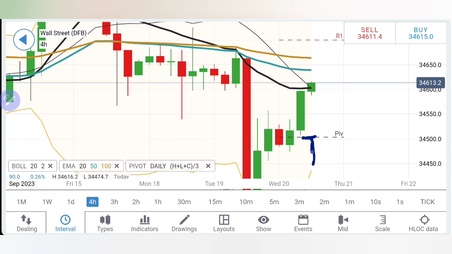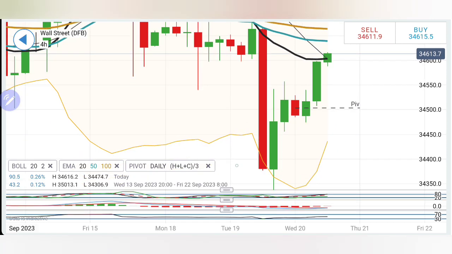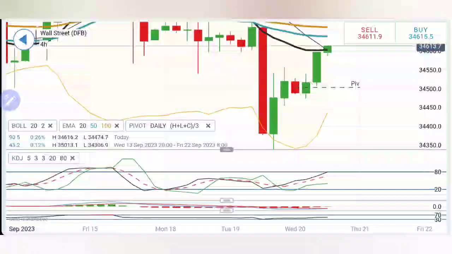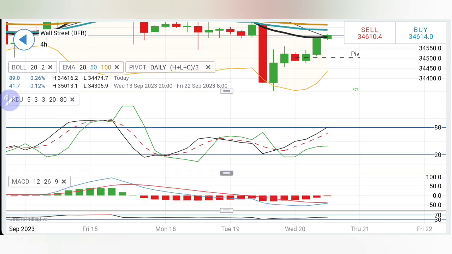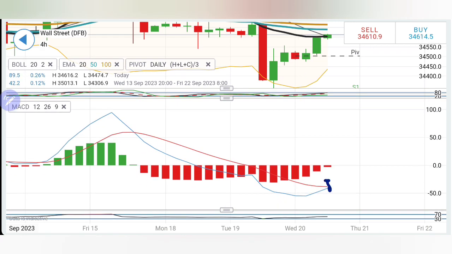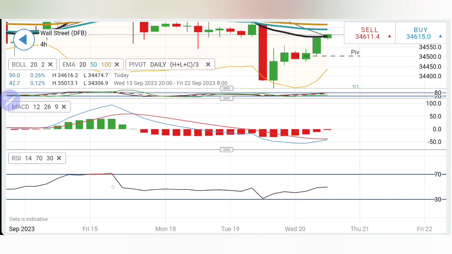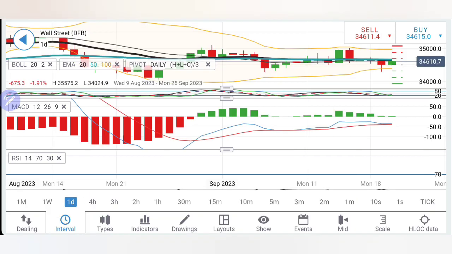Now 34,500 is the level below which you should sell. If you see US30 is staying below 34,500, you can go on selling, else do not sell US30 as long as it is staying above 34,500 levels. Stochastic is rising, MACD is willing to converge, crossover for a buying entry, RSI almost staying flat. Coming to the daily chart.